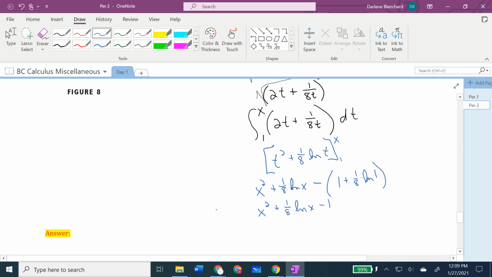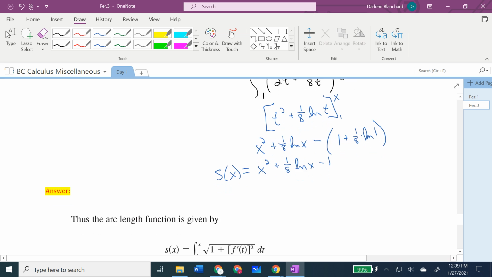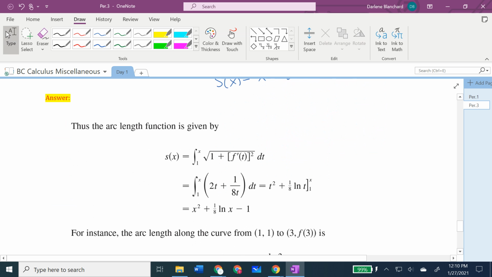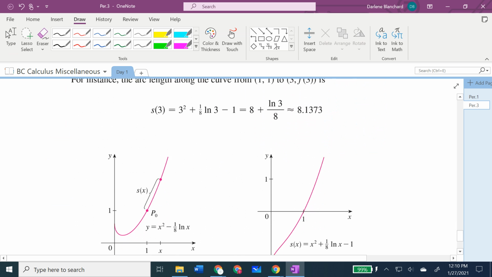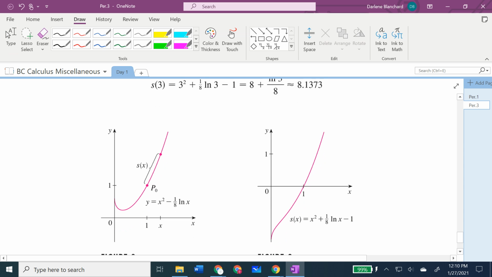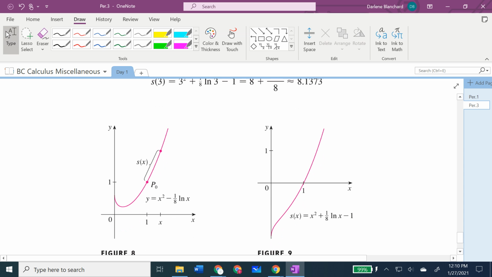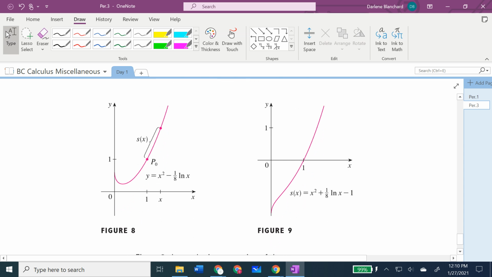This is the function for arc length with respect to x. And I'm going to now show you the graphs of the original equation and the arc length equation and talk about what we just found here. That was what I call fun algebra, not way too much algebra.